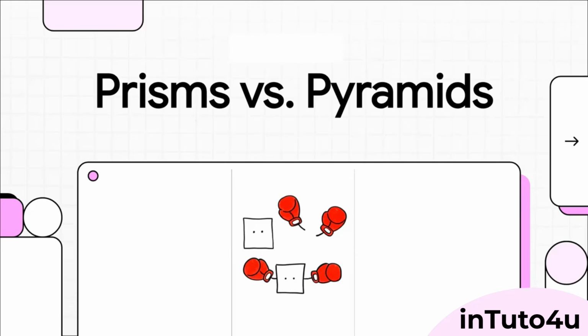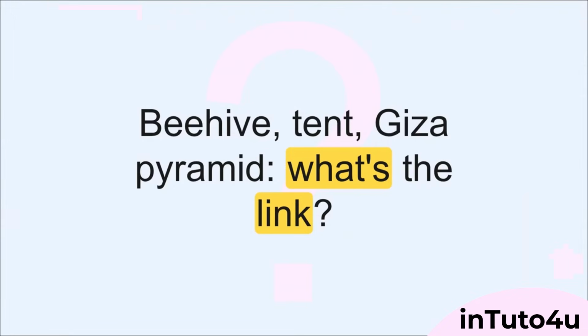All right, let's dive into the world of 3D shapes for a geometric showdown. We're talking about two of the most famous families out there, prisms and pyramids. Now, they might look a little similar at first glance, but trust me, by the end of this, you'll be able to spot the difference from a mile away. So let's kick things off with a bit of a riddle.